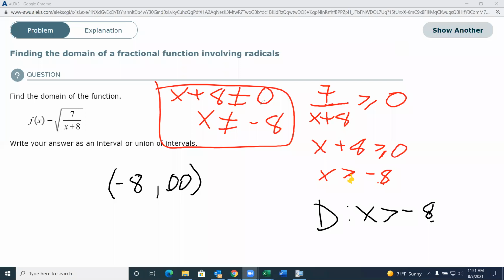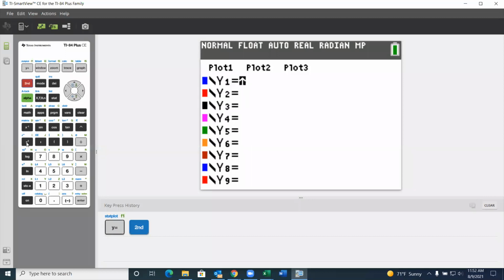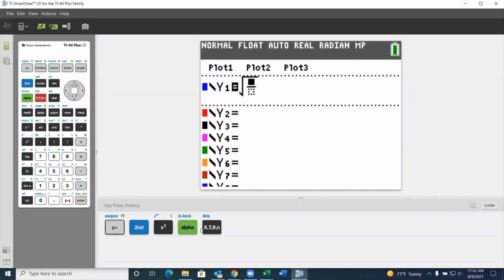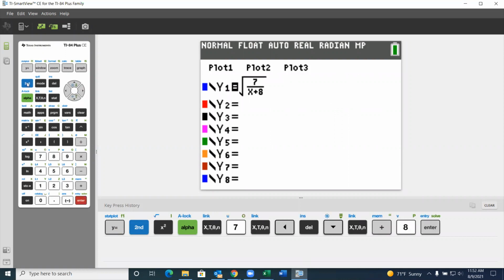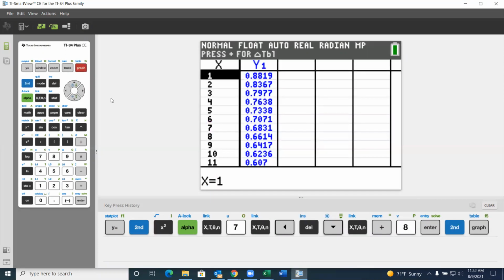And if we were to examine that on the calculator, this is how it would go. I would first go here and say, all right, let's plug in the function. So, whoops, that's not what I wanted. Down on the bottom, x plus 8. Okay. And then I can go to the table and look around. And we said anything that's greater than -8 is fair game.